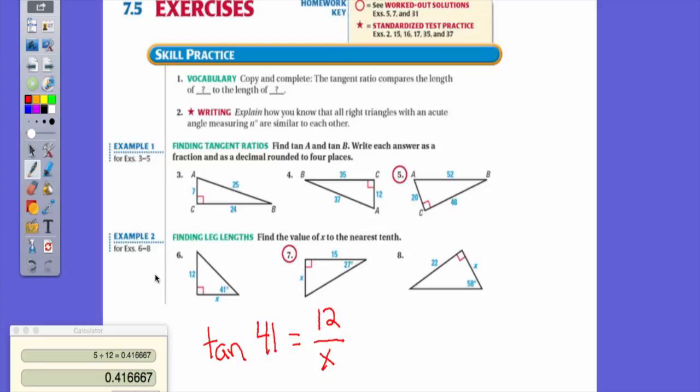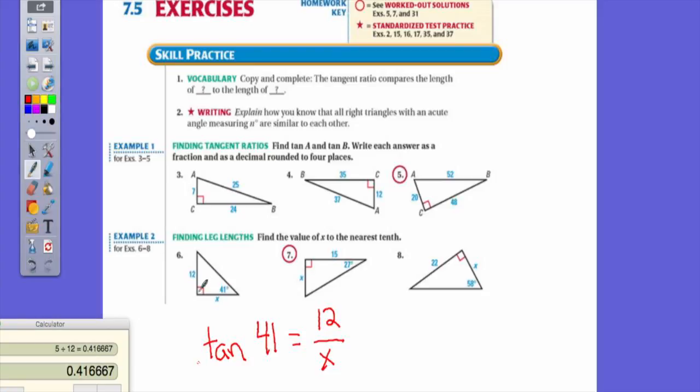Do you know what to do next? No, not yet. He said 41 by x. You're not multiplying 41 by x. What are you multiplying by x? Any idea? Okay, here's what you're going to do first. What this is saying is the tangent of a 41-degree angle is equal to 12 divided by x.